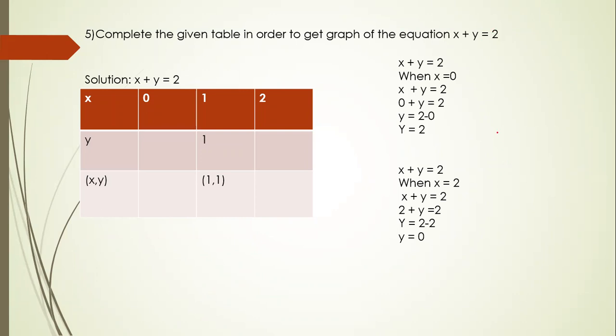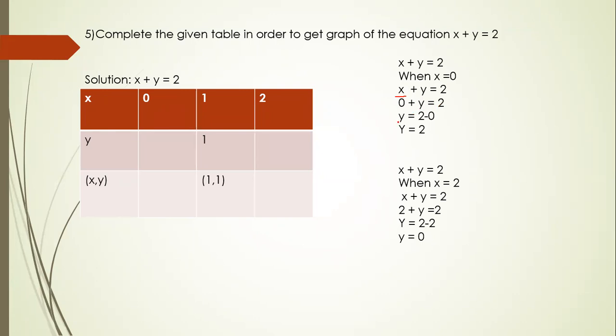Okay, thank you. So here first we will write x plus y equal to 2. Now the value is given as 0. So we will write when x is equal to 0, and after solving this, we will get the value of y. So copy the equation as it is, x plus y equal to 2. Now in the place of x, we will write 0 because it is given to us. So 0 plus y is equal to 2.